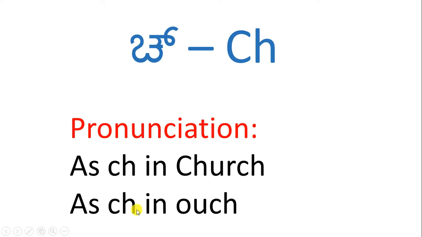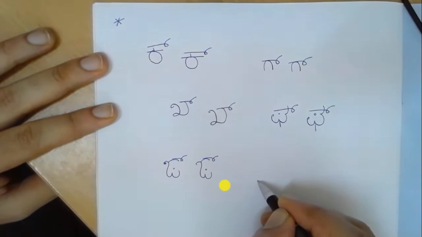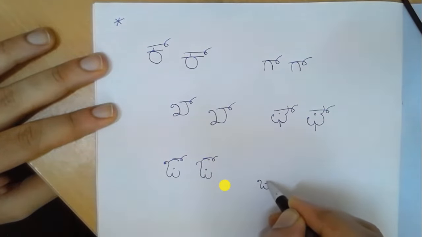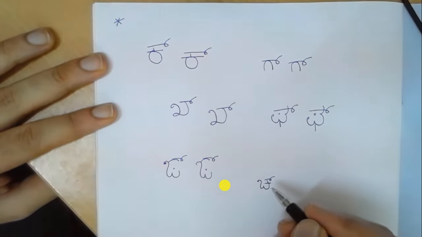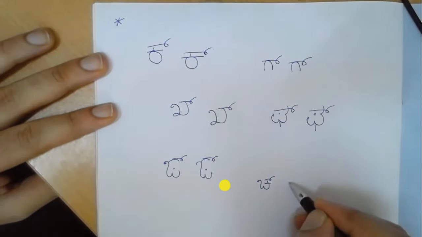Okay, as ch in ouch. Ouch, but then without ou, it is just ch. So that is how you pronounce the root consonant ch. Now let us see how to write the root consonant. Okay, so this is how we write ch. You should not say or pronounce it as cha. Cha is something else. It is just ch. So this is how we write it.